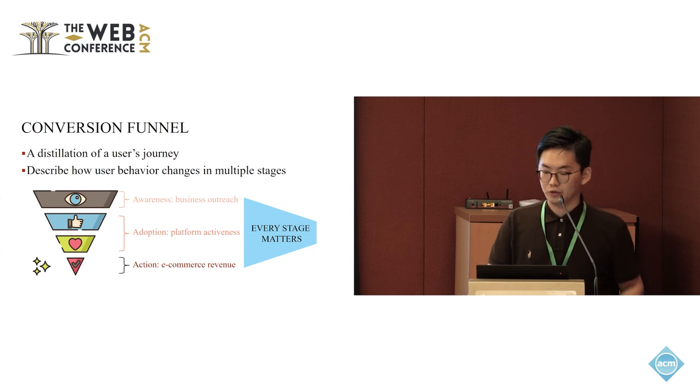The second stage is adoption. It is measured by engagement, like clicks and shares, and it is important to platform activeness. The third one is the action stage. It means a user has their own initiative to buy something or take some action, like searching for a product and purchasing. This stage is related to e-commerce revenue. Based on this conversion funnel, we can find that all three stages matter. But the IC model captures how users are influenced by others without disentangling these three specific but important stages. So this is our main motivation.